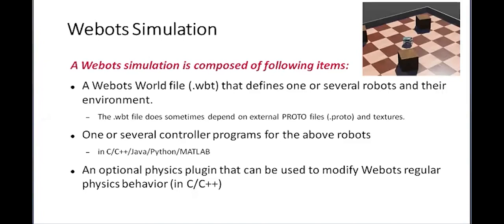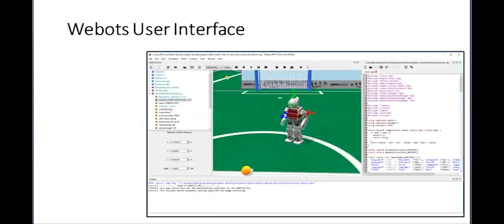Okay, so this is an example of the user interface. You can see this is the screen, and in this, after opening Webots and a project, there will be a 3D view. So the 3D window is in the middle. This is kind of a 3D view of your world.